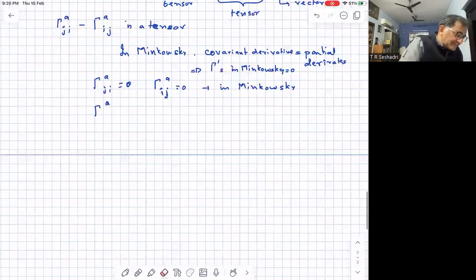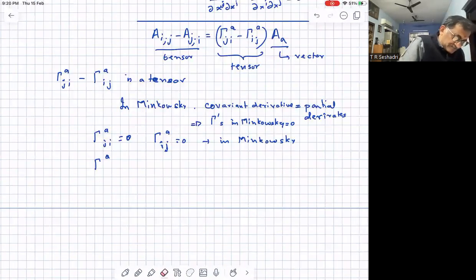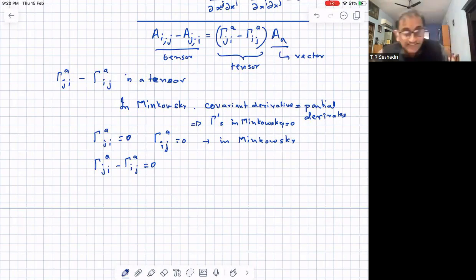Fine. So now I take the difference. Now I calculate the difference. It is gamma ji minus gamma ij, which is also equal to 0 from these two. But now you see the interesting thing. This difference is a tensor.